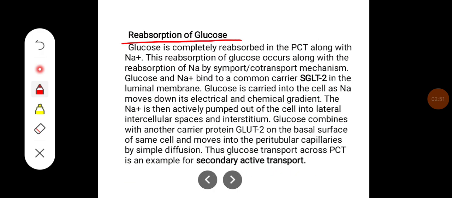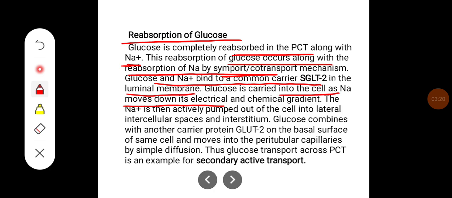Coming to the reabsorption of glucose. Glucose is completely absorbed in PCT along with sodium. This reabsorption of glucose occurs along with reabsorption of sodium by symport or co-transport mechanism. Glucose and sodium bind to a common carrier, that is SGLT2, sodium glucose transport 2, in the luminal membrane. Glucose is carried into the cell as sodium moves down its electrical and chemical gradient.